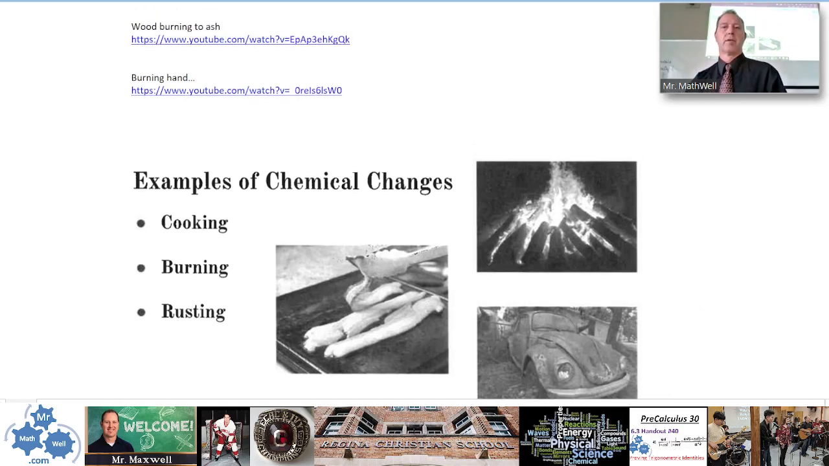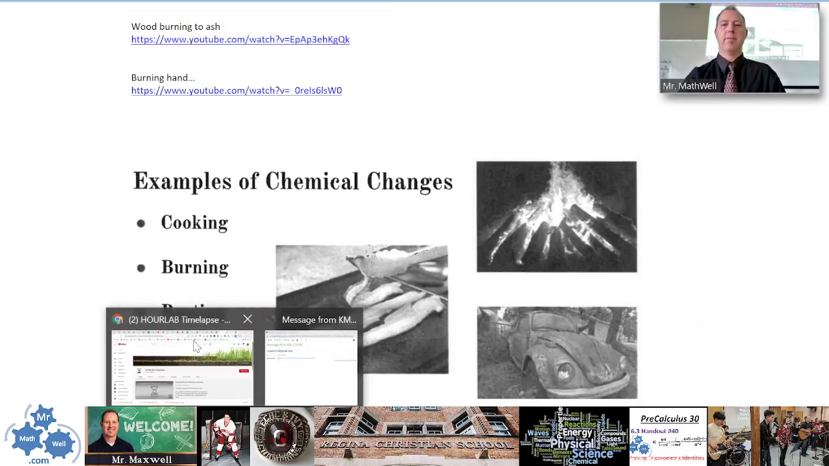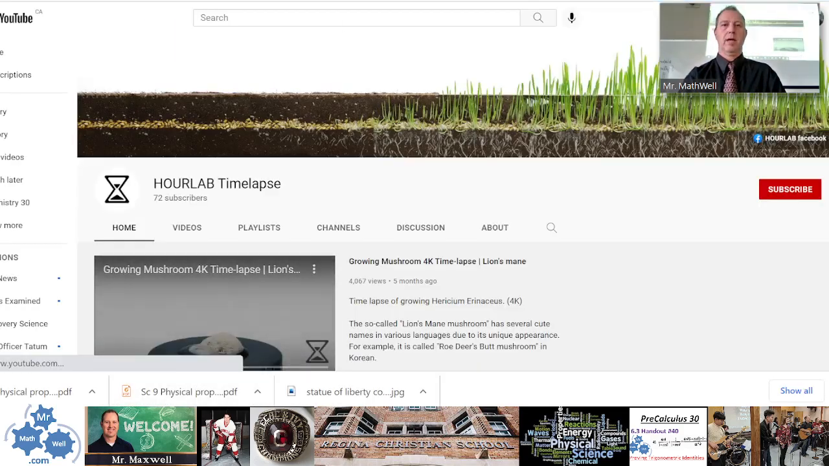Wouldn't turning leaves into paper be a chemical change? Sure, turning wood into paper, making paper, for sure. How did they make paper? Good question, we should look that up. I thought they were made of leaves.